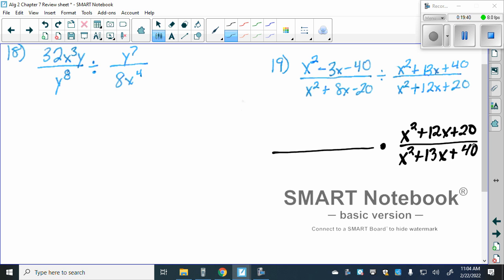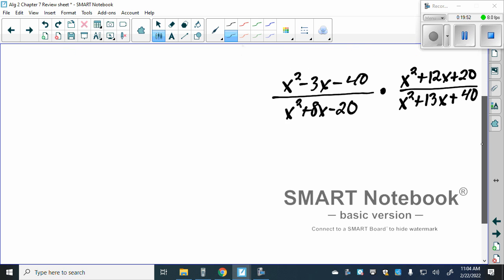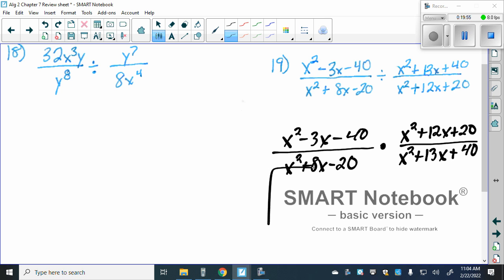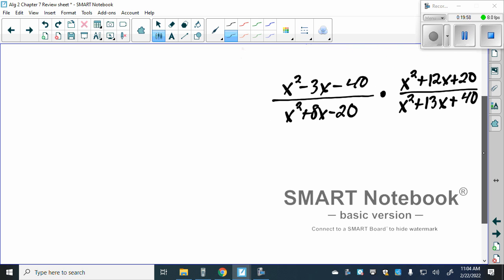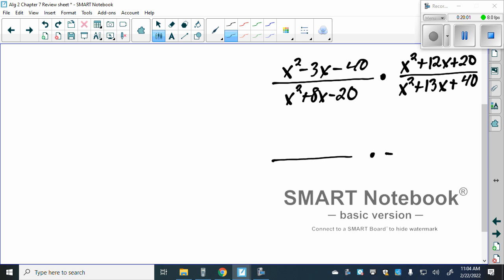Now, the numerator and denominator of our first expression stay the same. If you do feel comfortable doing that switch, changing it from division to multiplication and flipping and factoring all of these, you can do that. But if you don't feel comfortable, rewrite it in multiplication form and then factor. So now we can factor all of these.